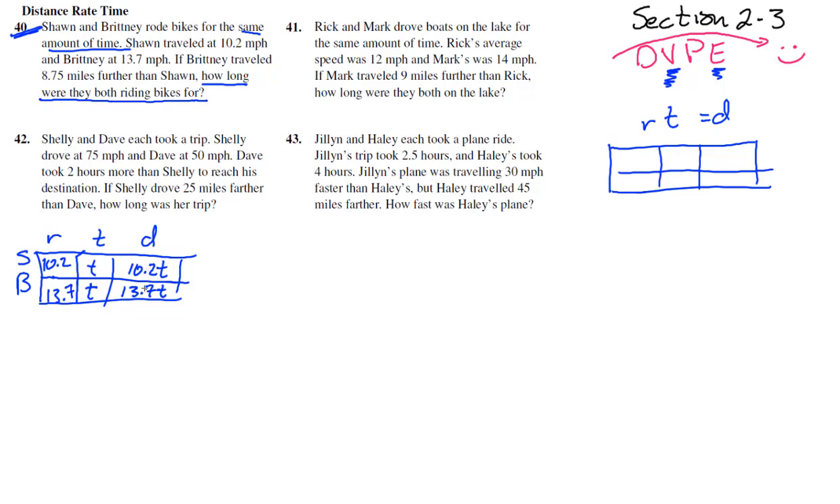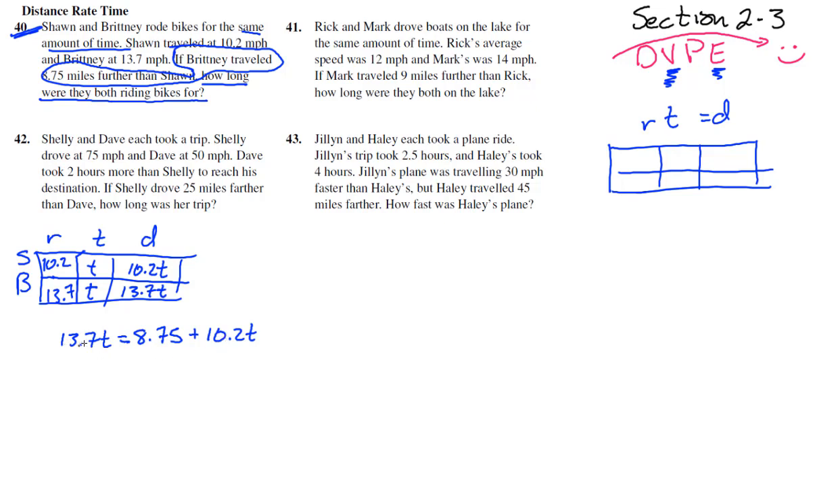Now, can we make an equation? Do we know something about these two? Yes. This clue right here is crucial. Brittany, 13.7t, traveled equals 8.75 further than, plus, Sean's 10.2t. And when we think about it in that way, Brittany traveled 8.75 miles further than Sean. Indeed, that gives us an equation. Look where we are. Happy math land.